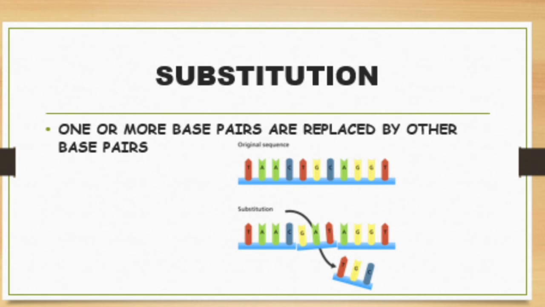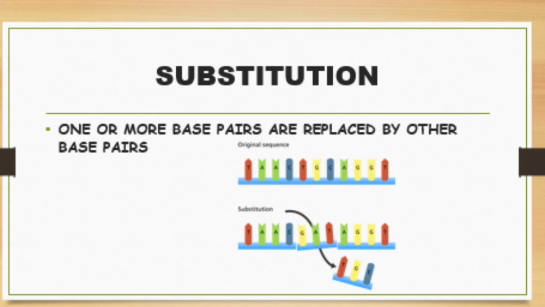It's the substitution. It's like one or more base pairs are replaced by other base pairs. So what we see here is the TAA, CTG, CAG, and GT. But in the original sequence we have TGC, right? This TGC has been substituted with GAT because of mutation.